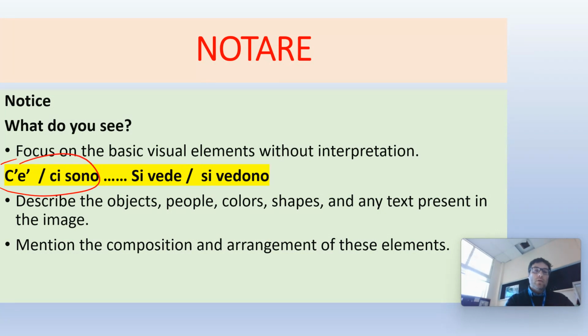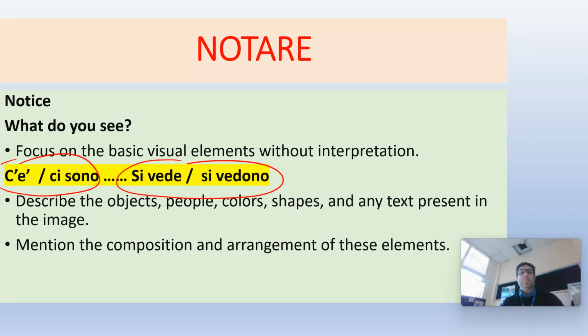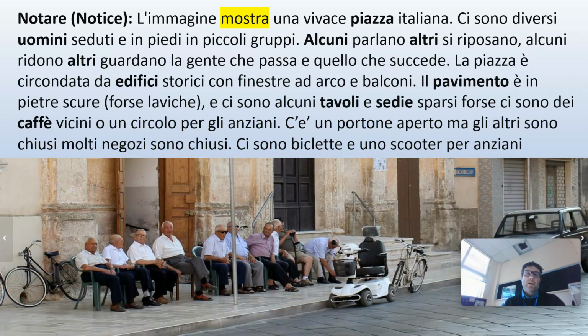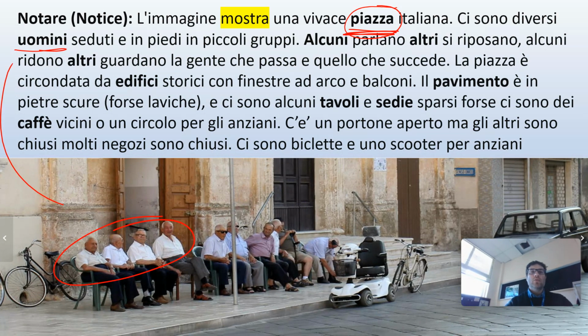C'è, ci sono, si vede, or si vedono. That's pretty typical. But also you need to talk about gli oggetti, le persone, i colori, le forme. These are all elements that allow you to talk more about the composition of your image. So let's have a look at this example. L'immagine mostra una vivace piazza italiana, e ci sono uomini seduti. Questi sono gli uomini seduti. Alcuni parlano, altri si riposano. You can talk also about what they're doing.